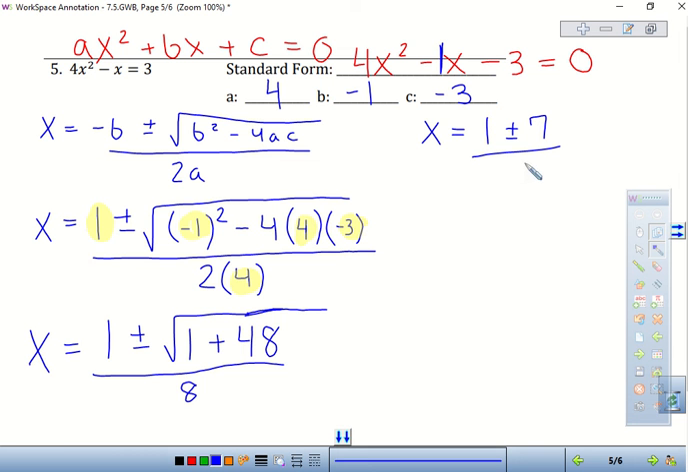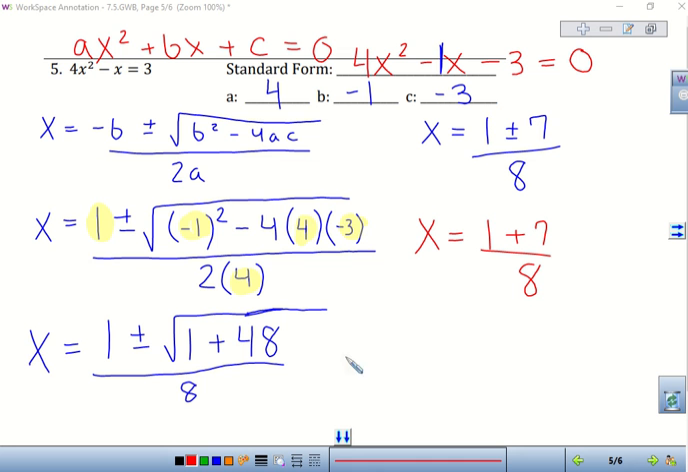What's my denominator? 8. So, from here you get two separate equations. You get x equals 1 plus 7 over 8. That's one of them. And the other one you get is x equals 1 minus 7 over 8. So you're going to solve each of those, because that's what the plus or minus does. It makes two separate equations. What's 1 plus 7? 8. What's 8 divided by 8? 1. What's 1 minus 7? Good. Negative 6 over 8.